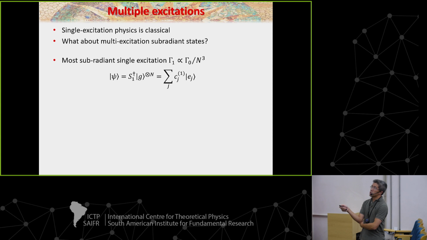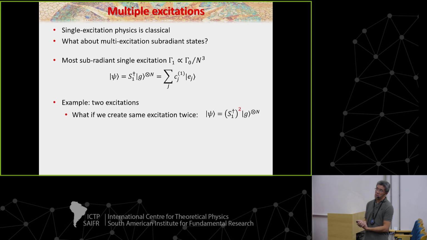Let me introduce a little bit of definitions. Let me define, for a finite size system, a spin wave creation operator, S1 dagger, where this index 1 is exactly the index in terms of subradiant states. So this S1 dagger, its effect on the ground state is exactly to create the most subradiant single excitation state. Then you can ask, what if I try to create 2 excitations in the same mode? What if I apply this spin wave creation operator twice on the ground state? Is that subradiant, and is it an eigenstate of the system?